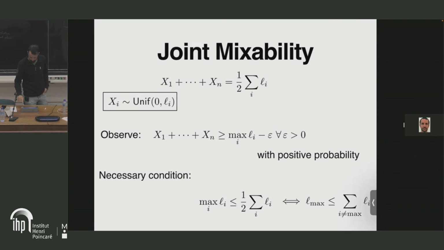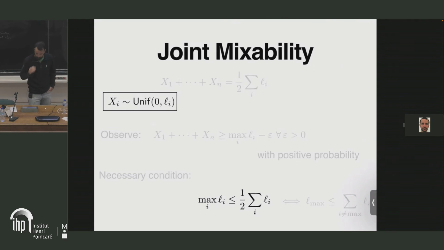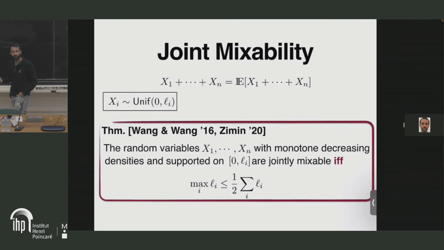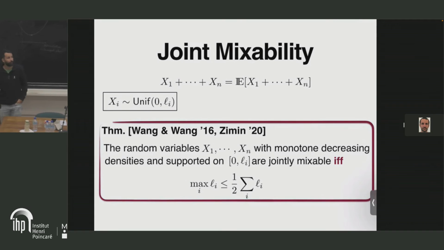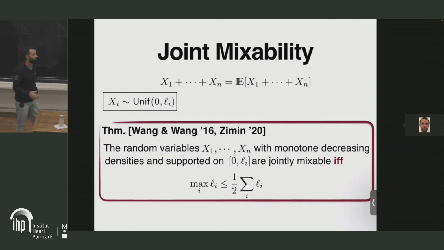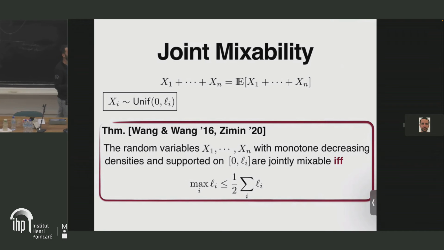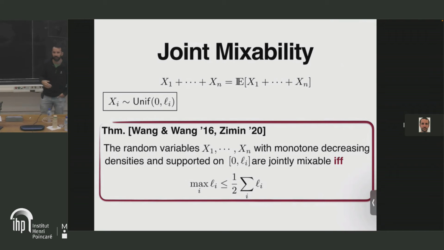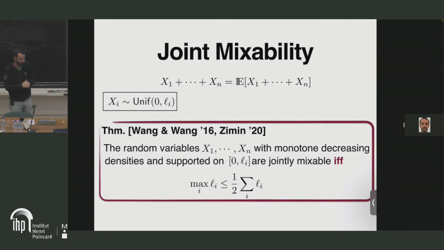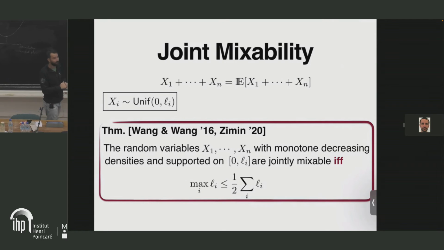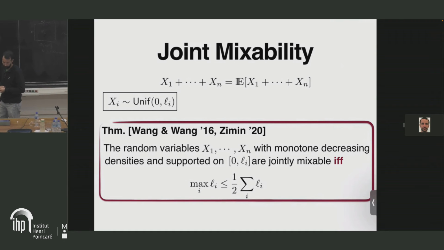And it turns out that this is actually an if and only if condition, not only for uniform measures, but for measures that have monotone decreasing density and are supported on the interval between 0 and Li. This has been proven by Wang and Wang in 2016 and by Zimi independently about 2 years ago.